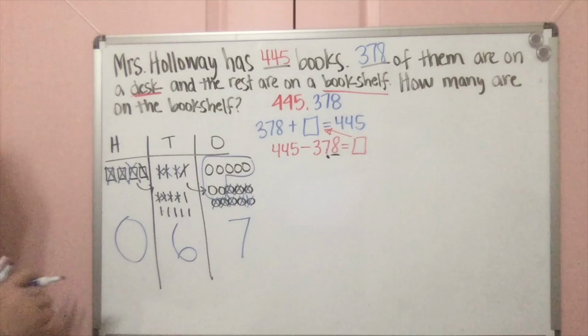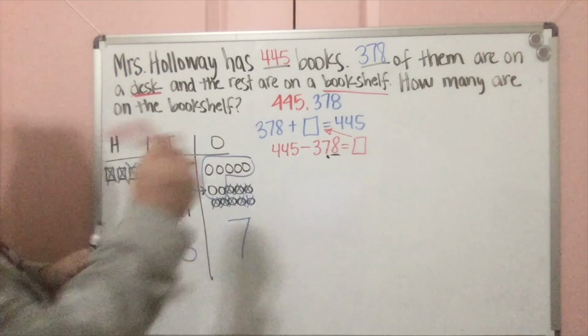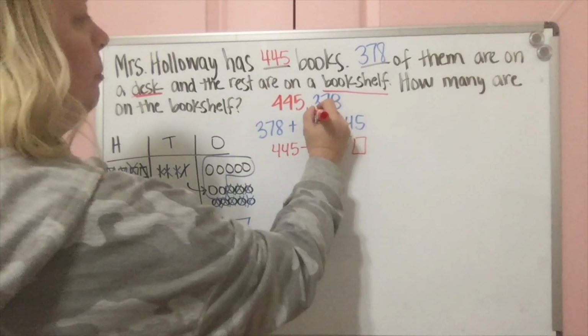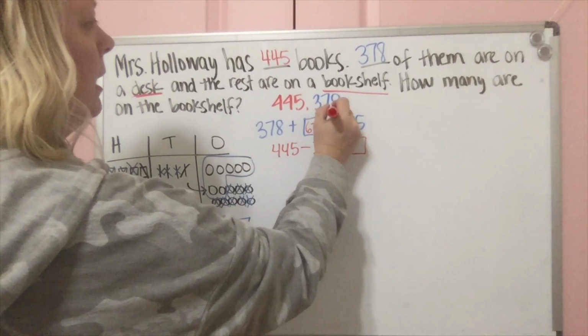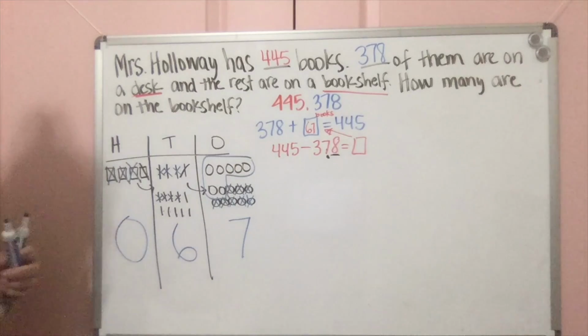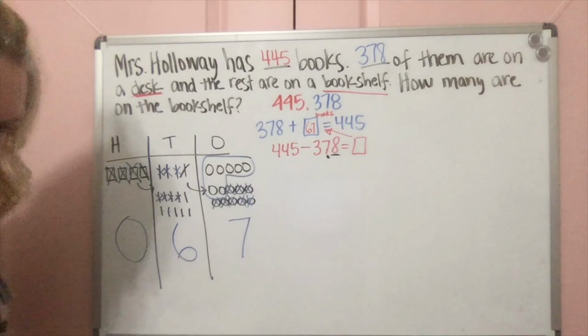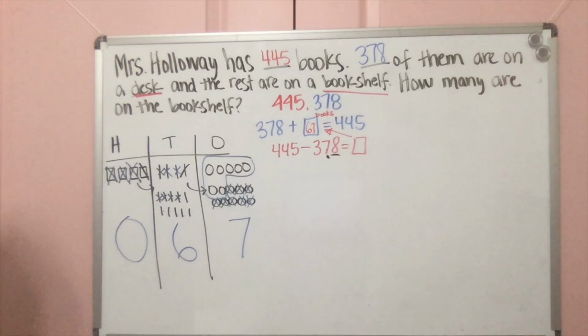So our answer is going to be 67 books on the bookshelf. Okay? 67 books on the bookshelf. So this is direct modeling right here. I am going to show another way that we did it in my class a little bit.